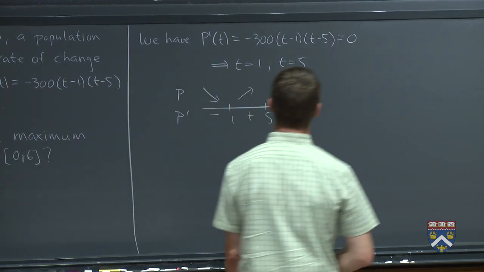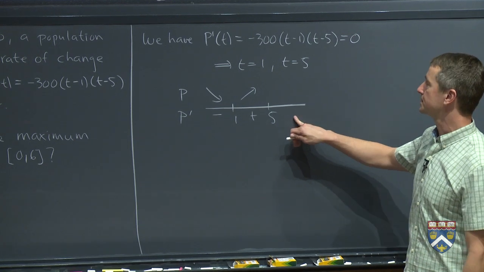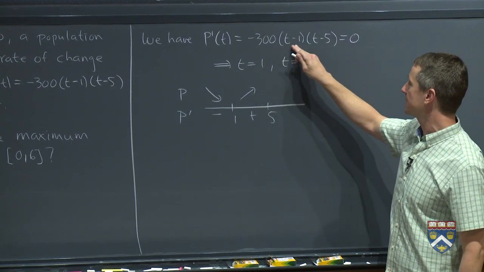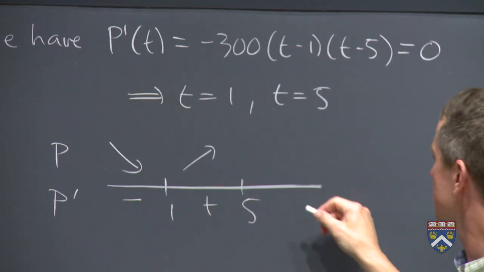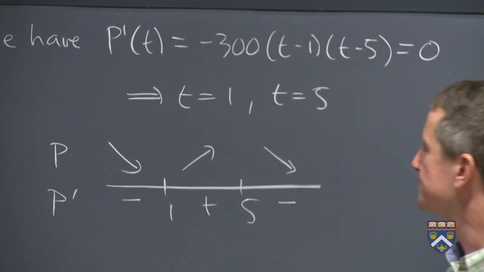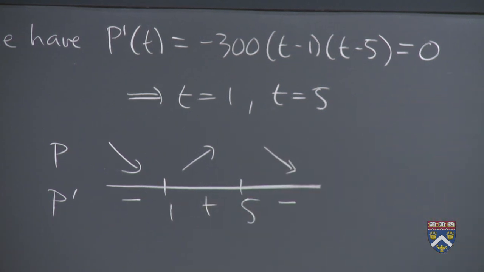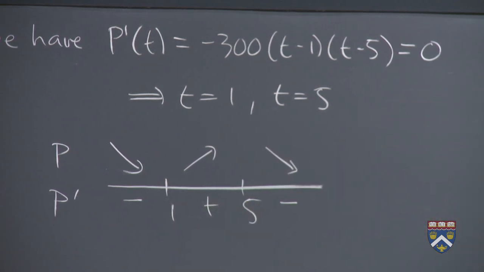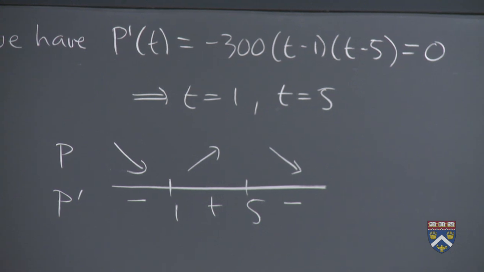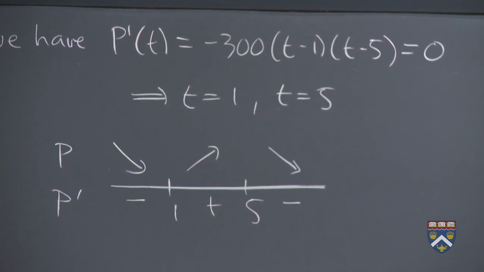Which is not what we're looking for here. We're looking for a maximum. And now we've got to pick a number out here. 6 would be a good choice. And we'll get a negative times a positive, which is a negative. So does that mean that our maximum population is guaranteed to be at t equals 5? What do you think? Is it absolutely certain that the maximum will be at t equals 5?